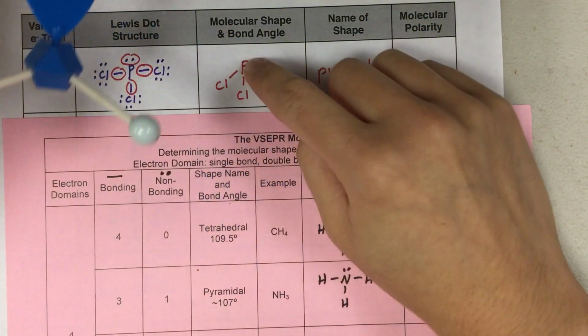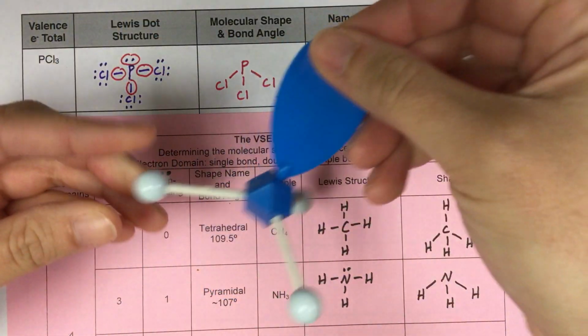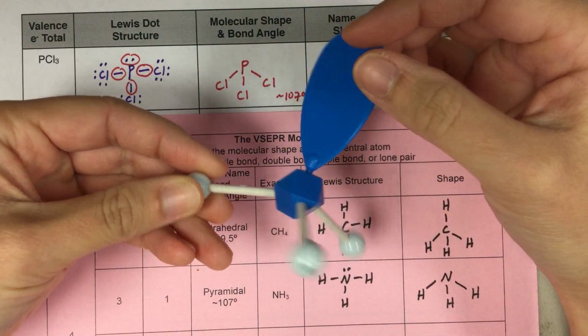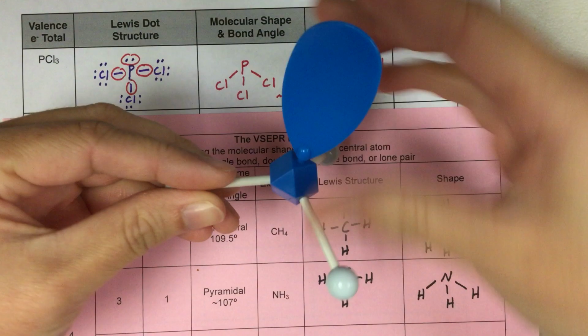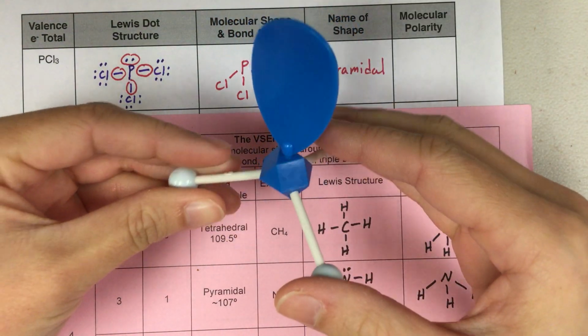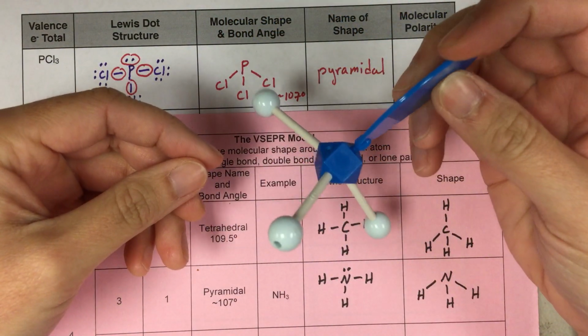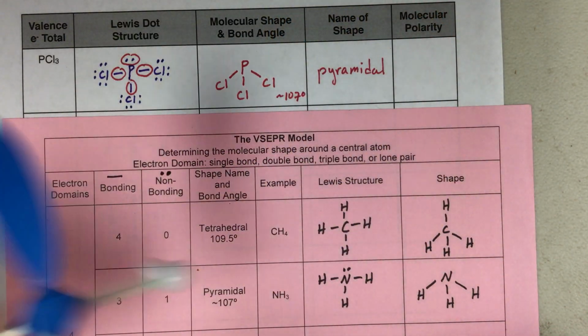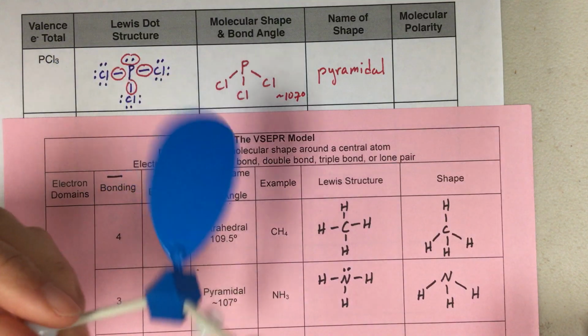So since you have a lone pair above, this blue thing represents the lone pair, it's bigger, it takes up more space than a bond. So by having it there, it's going to push these bonds down, making the angle smaller, so you get about a 107-degree angle. Okay, and then this will also be helpful for us with our polarity.